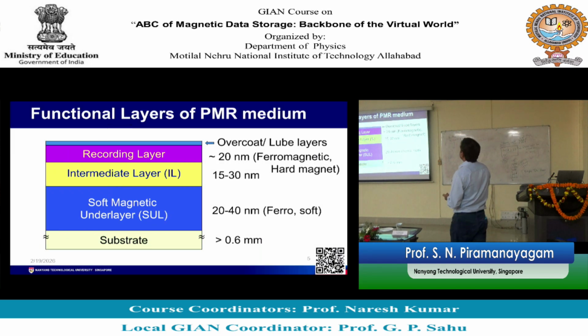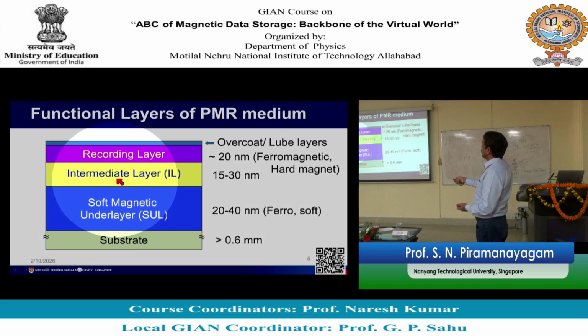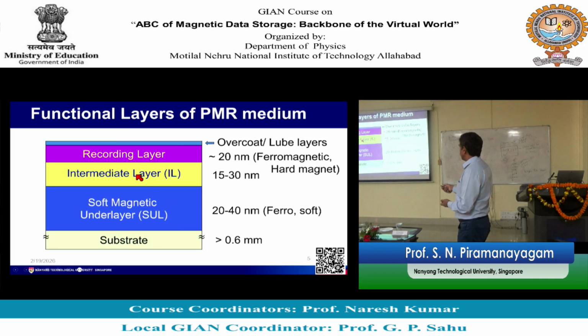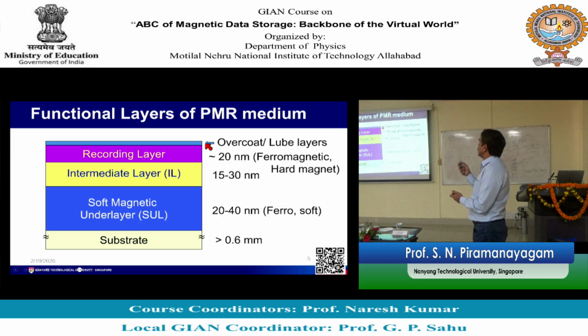So, you want the intermediate layer for 2 purposes. One is to make the C axis perpendicular. Second purpose is to separate them so that they do not interact, and the hard layer remains hard, the soft layer remains soft. If you do not have this layer, then the hard layer will be a bit softer, the soft layer will be harder, it is not good. So, you have this intermediate layer, and you have the overcoat and lubricant for corrosion protection and mechanical property improvement and so on.